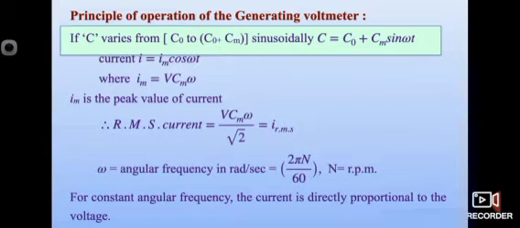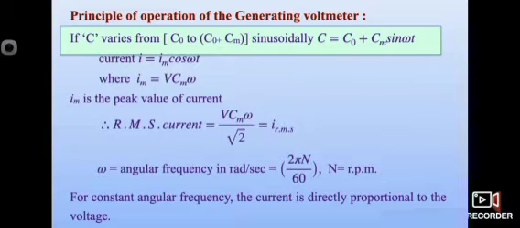Im is the peak value of current. Now we are measuring RMS current. Therefore, RMS current is equal to V Cm omega divided by root 2, that is equal to IRMS, where omega is the angular frequency in radian per second, that is 2 pi n by 60, where n is in RPM. Since we are using rotating vanes, the speed of the vane is given by n in RPM.